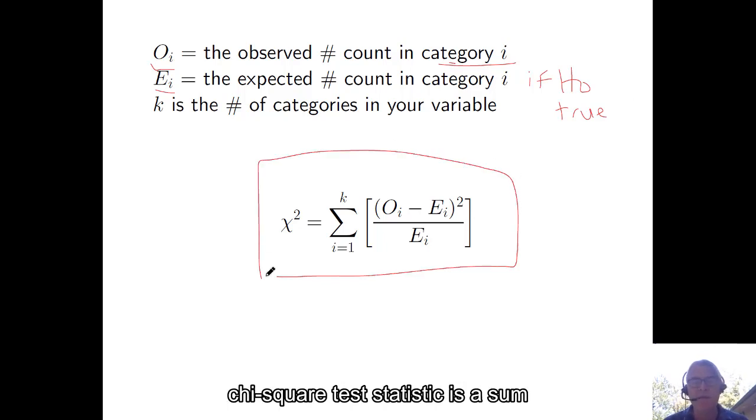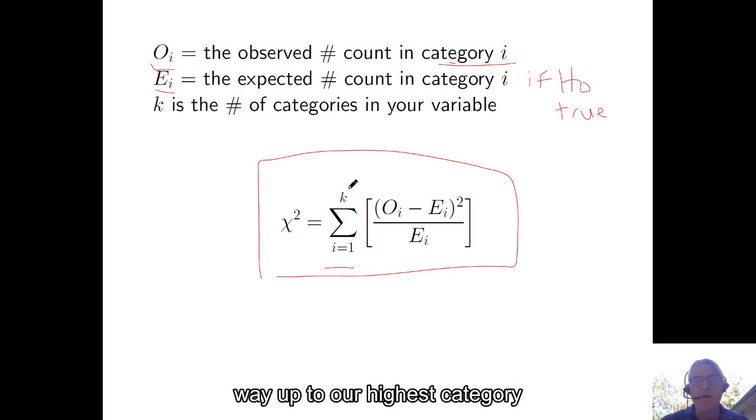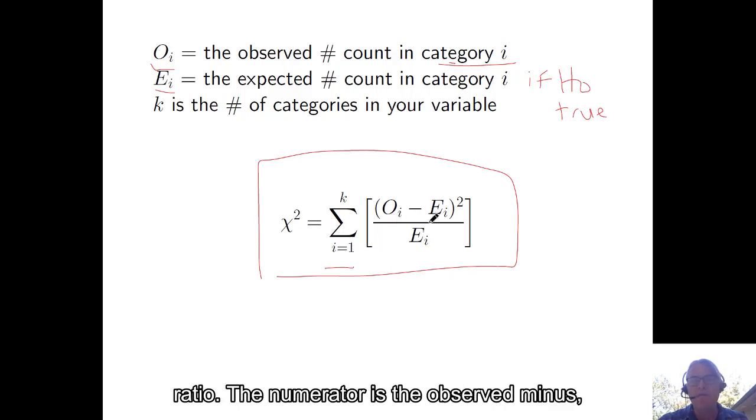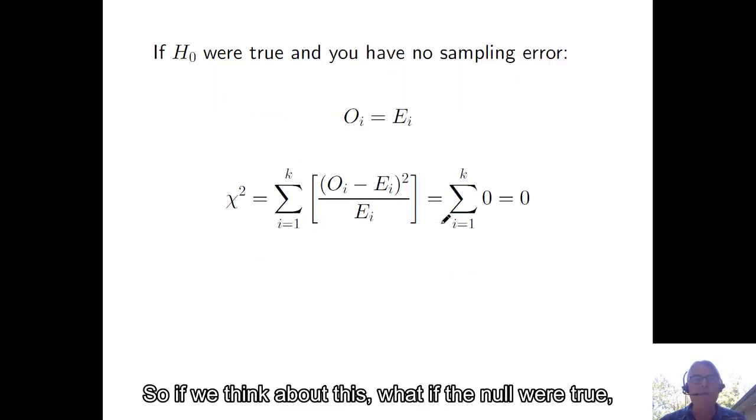So here's the generic form of the formula. Your chi-square test statistic is a summation over each category. So I is going to index the categories going from 1 all the way up to our highest category, category K. And what we sum up is, in the numerator, this ratio. The numerator is the observed minus the expected, that quantity squared, and then we divide that by the expected value for that category.